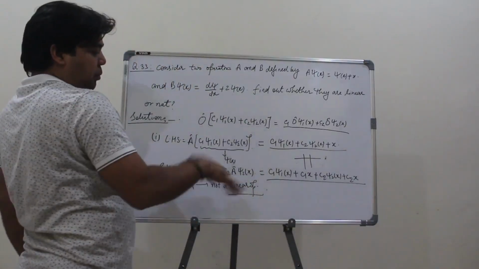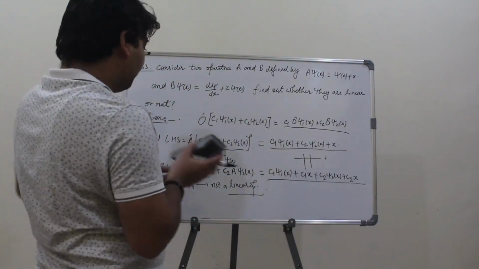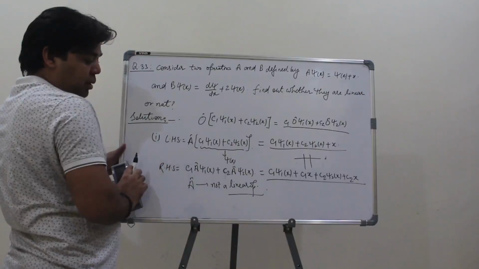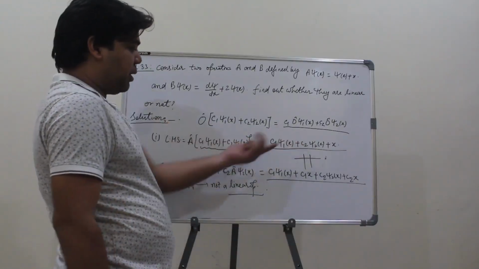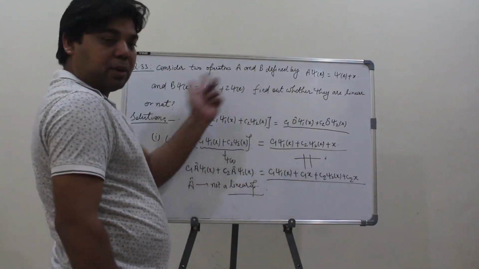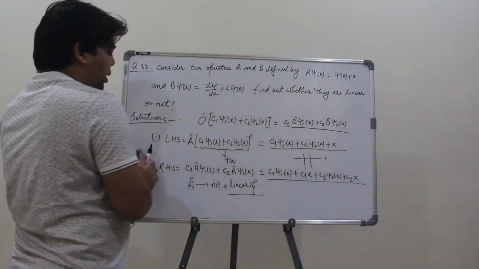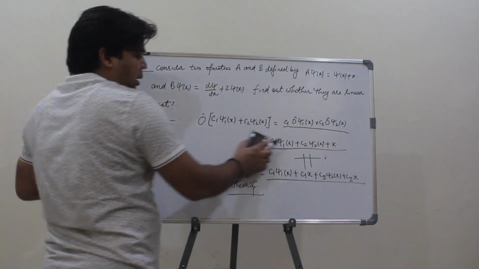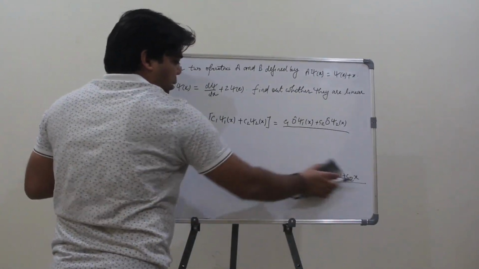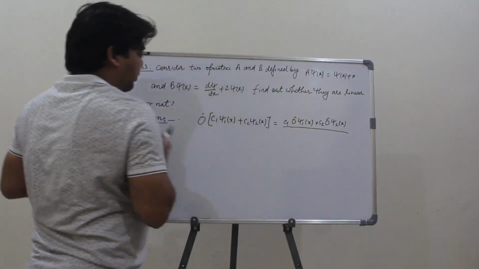Now let us go to the B to understand the same thing. So this is simple. You applied and you found that they are not equal to each other. So A is not a linear operator. We note it down. Now let us go to the B and try to understand it.